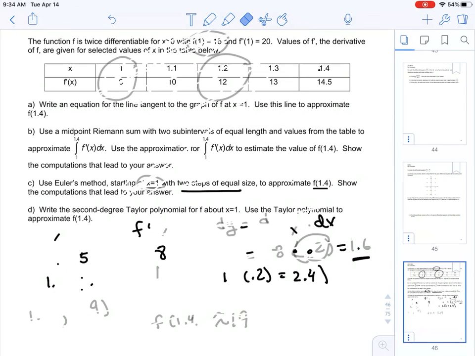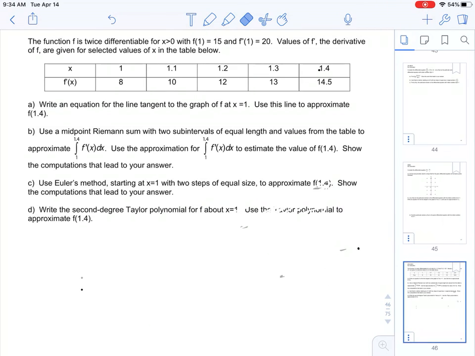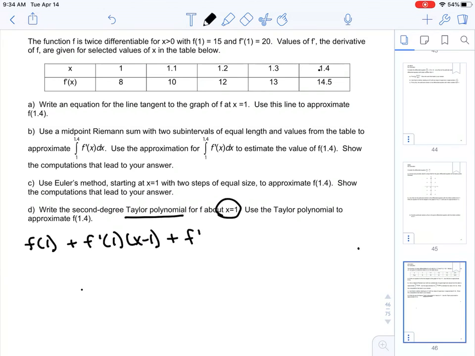Okay, lastly, part D. This is going back to series from chapter 9 now. They want us to write the second degree Taylor polynomial for f about x equals 1. So if you remember how to create these Taylor polynomials, this is the pattern. I want to know what happens at 1. So your first term is f of 1. Then we find the first derivative at 1 times x minus 1. Then we do the second derivative at 1 times x minus 1 squared over 2 factorial. And so the pattern would continue, but this would be your second degree.